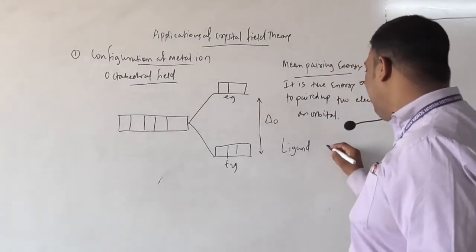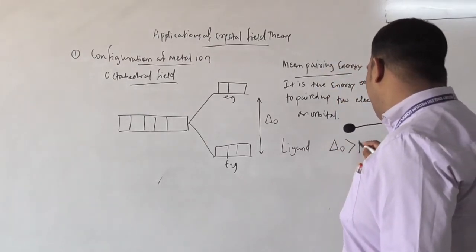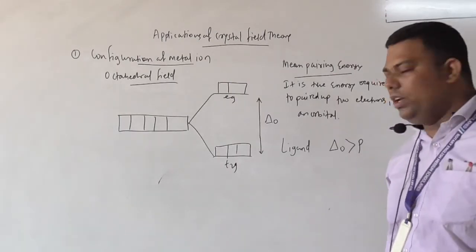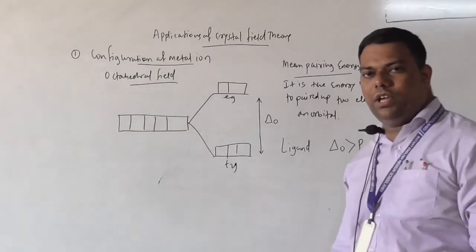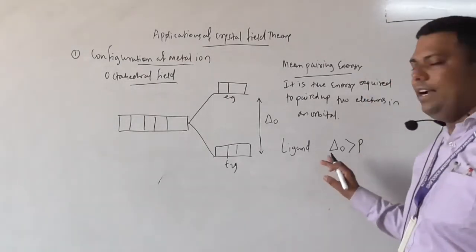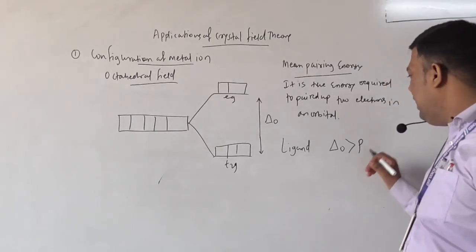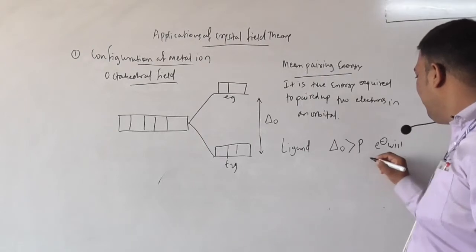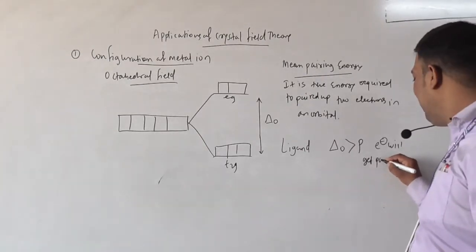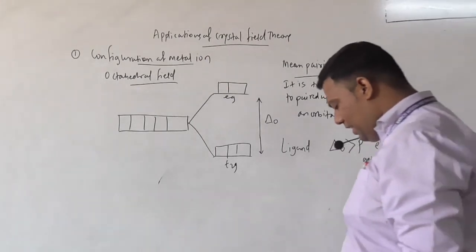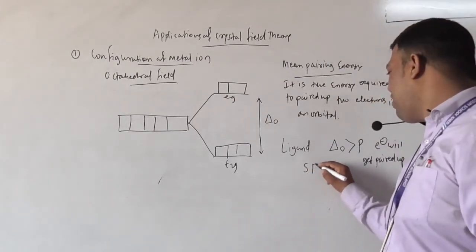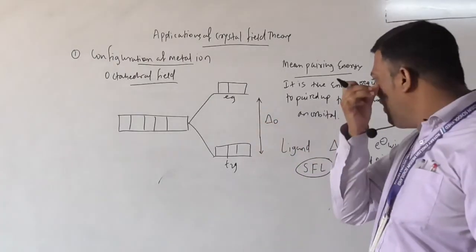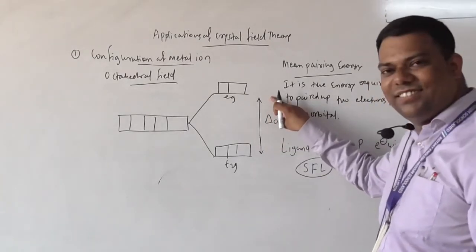So see, when the ligand has delta zero greater than the pairing energy, listen carefully because it is very important for the theoretical aspects also. This statement is directly given in your NCERT also. When delta zero is greater than the pairing energy, electrons will get paired up, and this condition is called strong field ligands.